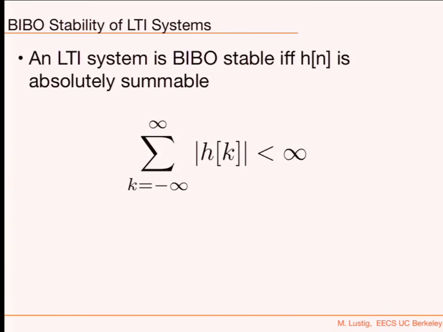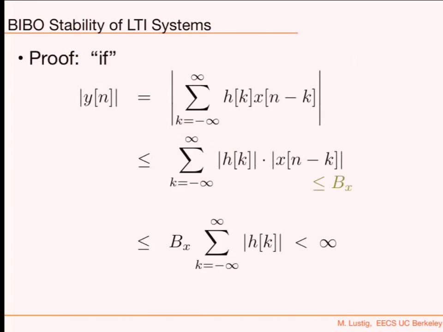How do you prove it? Well, you have to prove it both ways. You have to prove the if part. So if h of n is absolutely summable, you need to show that the output is going to be stable. It's actually relatively trivial. We look at the output and see if the output is stable. So we look at the absolute value of the output, which is the convolution between any input and the impulse response.